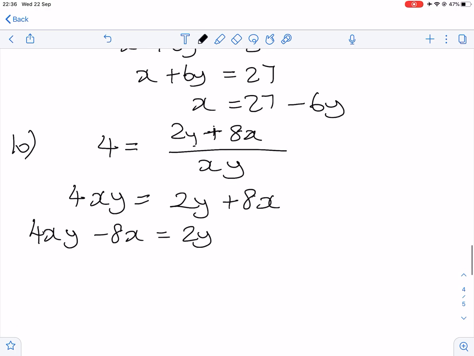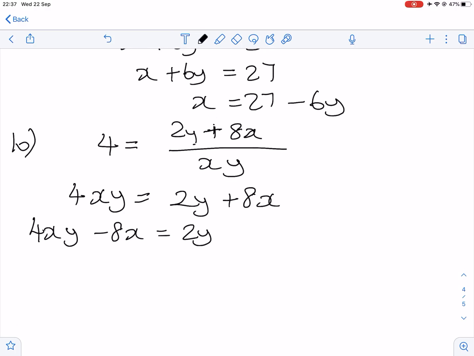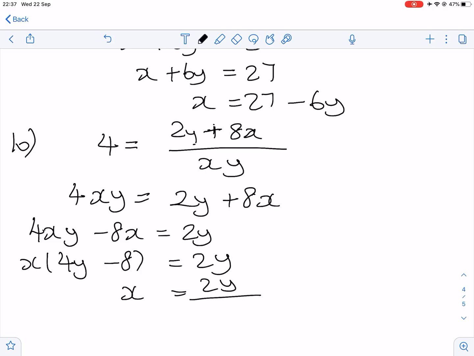Now my x is on one side, so I'm going to, remember I'm making x the subject, so I only want x outside the bracket. So I have x brackets 4y minus 8 equals to 2y. Then my x, remember this is x multiply the bracket, so the opposite of multiply is divide. So 2y divided by 4y minus 8. Some of you did even better, you factorize out. So I have 2y over 2 bracket 2y minus 4. And you can simplify it to get y over 2y minus 4.